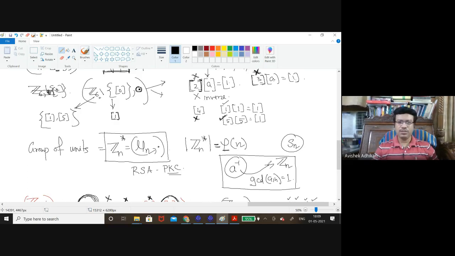Unless you are quite comfortable with this, it would be really difficult for you to learn about public key crypto systems thoroughly. You may implement those things, but how and why they are happening or why they are working, it would be difficult for you to understand.